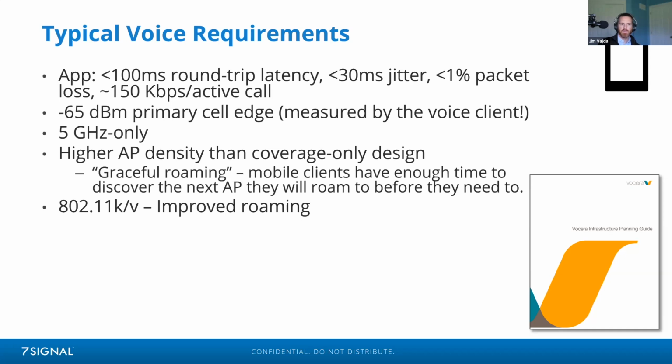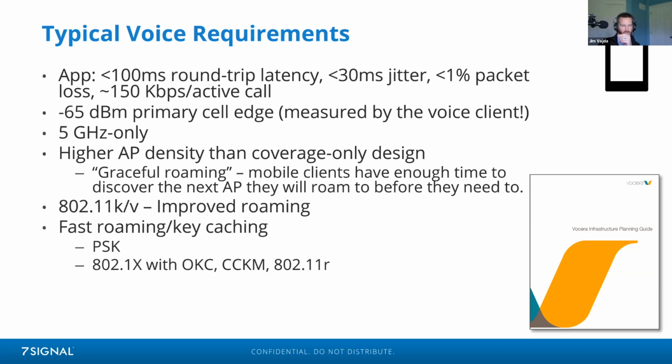Usually we want to support 802.11k and v amendments on the SSID that's providing voice. That's going to improve roaming performance for clients that support it. We also want to be able to achieve fast roaming, where we quickly establish a new set of encryption keys with the next AP the client's roaming to.